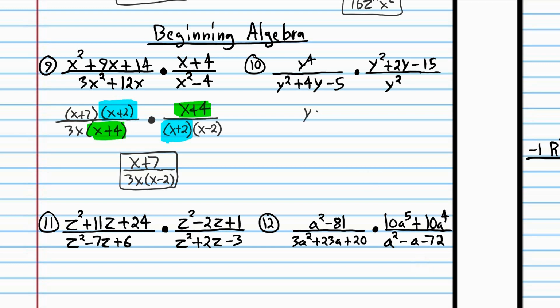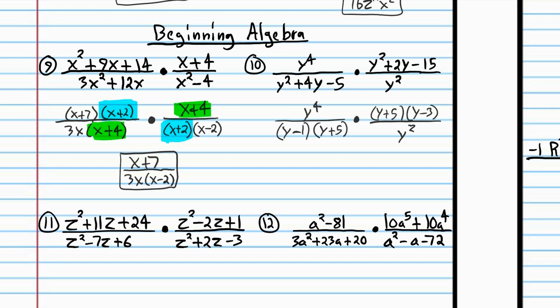So we cannot factor y to the 4th, so we're just going to keep that. But we can factor the denominator. That's a quadratic expression. And it looks like it's going to be plus 5 and negative 1. And then we can factor the quadratic in the numerator on the other fraction. And it looks like it's going to be plus 5 and negative 3. Again, what two numbers multiply to negative 15 and add up to 2? And we cannot factor y squared. So we just leave that as y squared.